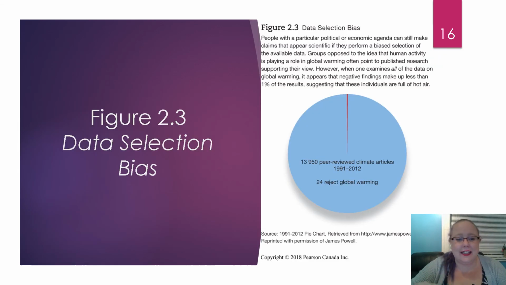And then finally, this is the last slide for this section. It's just an example of data selection bias. So this is one that I kind of brought up before, but if we're talking about global warming, there are unfortunately a lot of groups opposed to the idea that we as humans are playing a part in global warming, and so they'll point to the research that supports their view. But look at this. There are almost 14,000 peer-reviewed, so again, judged by a panel of experts in the field, climate articles between 1991 and 2012. Almost 14,000. There are 24 that reject global warming.